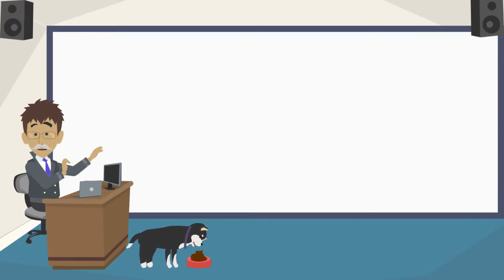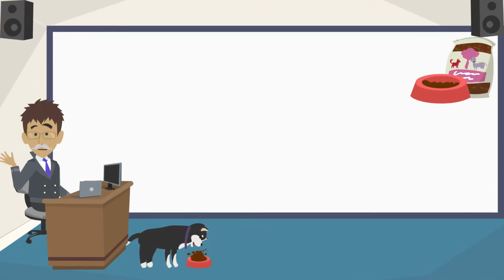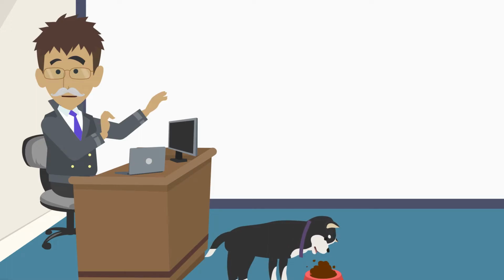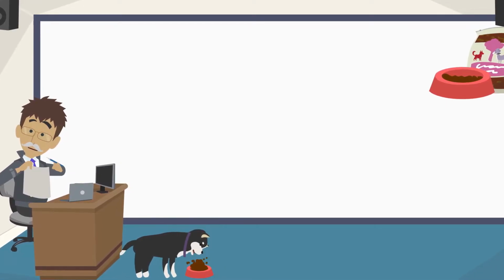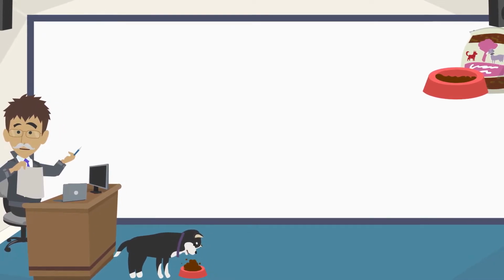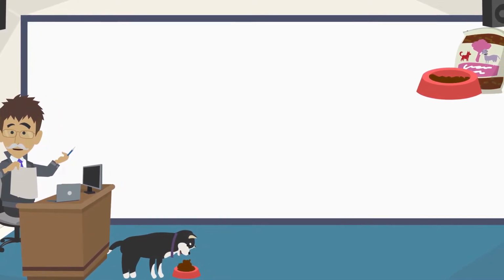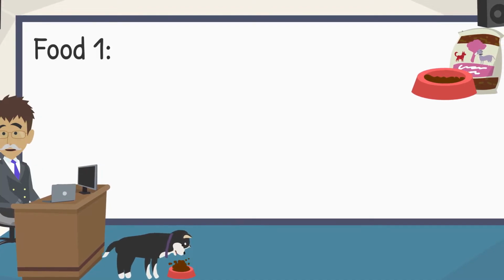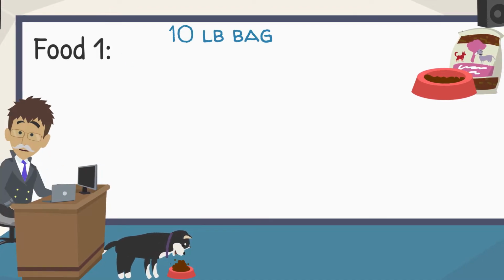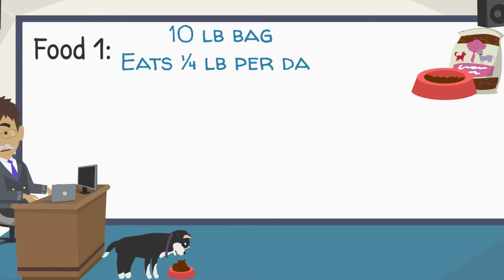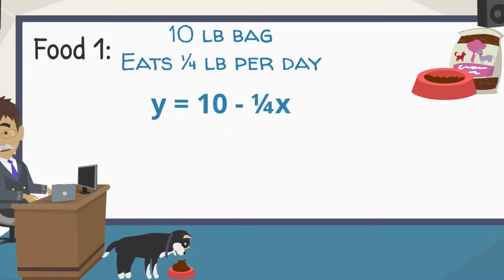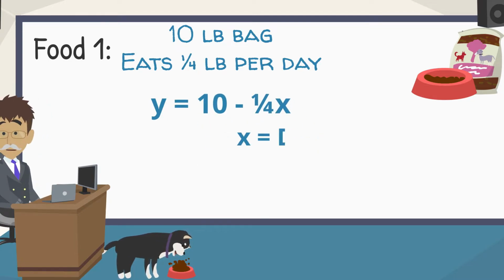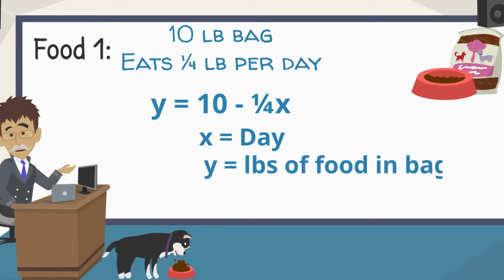There are two main types of kibble Random likes. They cost the same, so I want to know which bag lasts longer. Unfortunately, she is supposed to eat a different amount of each food, so I cannot just look at the size of the bags. One bag is 10 pounds. She eats 1/4 of a pound per day. This can be represented by the equation y equals 10 minus 1/4 x, with x being the day and y being the pounds of kibble left in the bag.